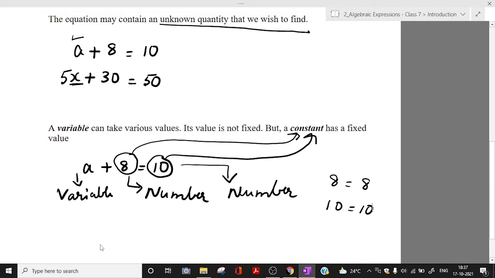Now, when we say various values, let us take a is equal to 2. Okay, a is equal to 2. So if we take a is equal to 2, then in the equation it will be 2 plus 8 is equal to 10. Then when we add, both the left hand side and the right hand side will be equal. That means to say in this case the value of the variable is 2.